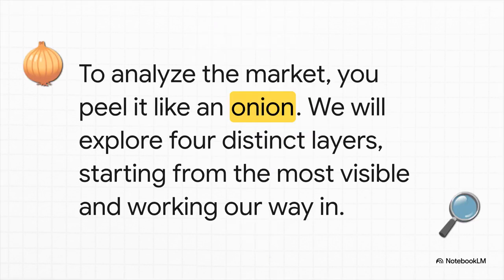Well, the key is to think of the market like an onion. Seriously. You start with that outer, most visible layer, and then you just keep peeling your way in. And with each layer, you uncover deeper, more powerful information. So for this explainer, that's exactly what we're going to do. We're going to peel back 4 layers to get right to the very core.